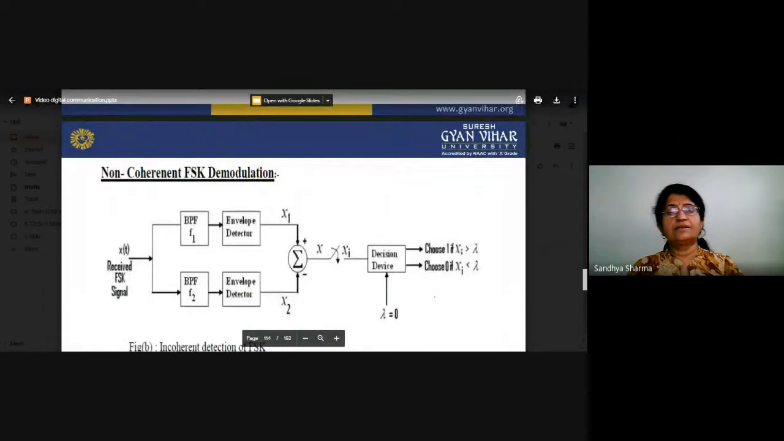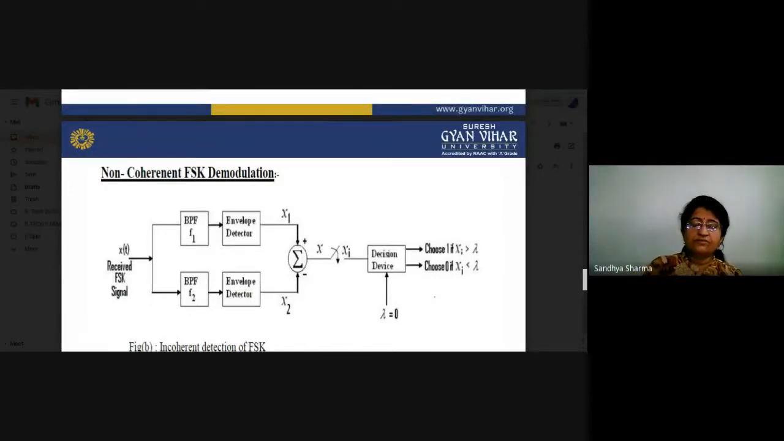So that is basically non-coherent detection. You have two frequencies, so you require two envelope detectors. Here we will again discuss the envelope detector. Basically, an envelope detector is an RC combination circuit, and that is used for detection purposes.